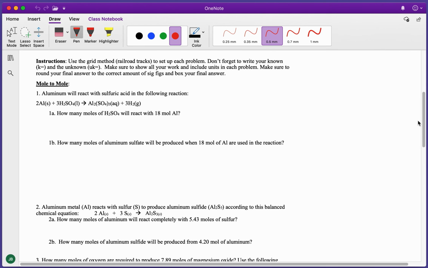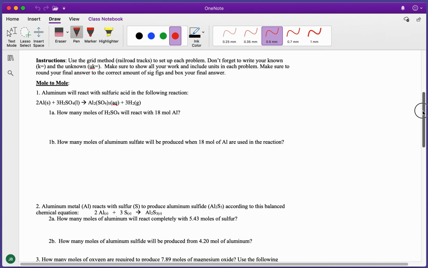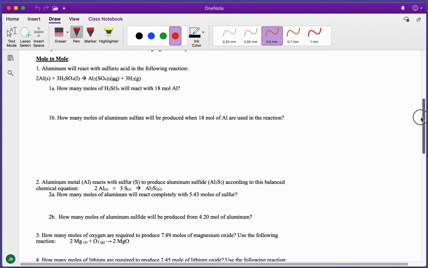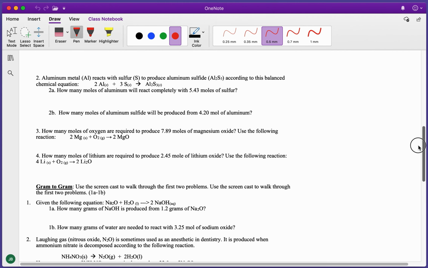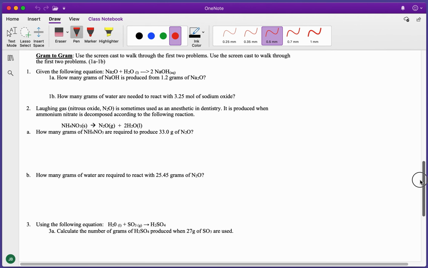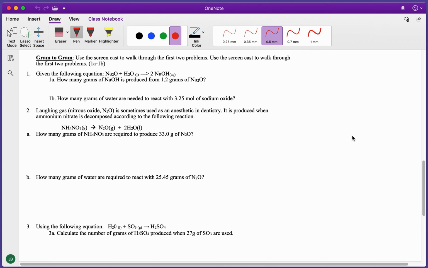So don't forget to go ahead and write out your knowns and your unknowns. Set up your train tracks. Solve for molar mass where necessary. For these mole-to-mole problems, clearly you will not have to solve for the molar mass of any of those. That's our simplest problem type. But as you scroll down and you see these gram-to-gram problems, yes, you will have to solve the molar mass of both the known and the unknown.